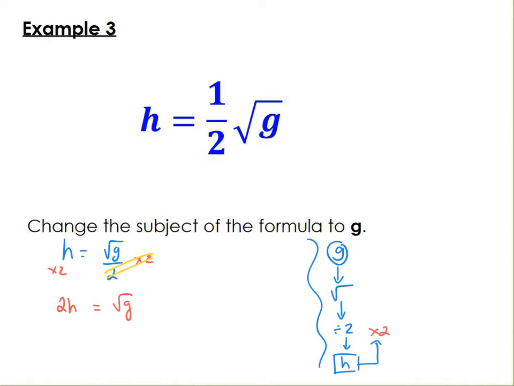And then I'm going to square both sides. That's the opposite of square rooting. So that is going to give me 2h all squared. Now that is 2h times 2h, which is 4h squared, equals g. And to finish off, I'll write the subject on the left hand side, g equals 4h squared.